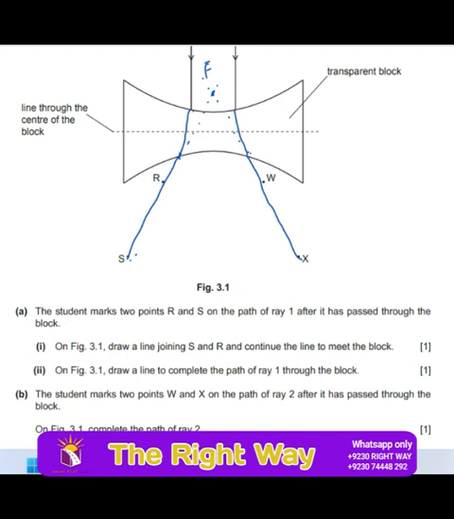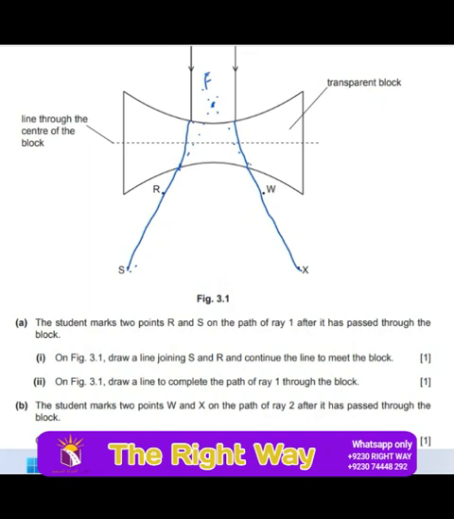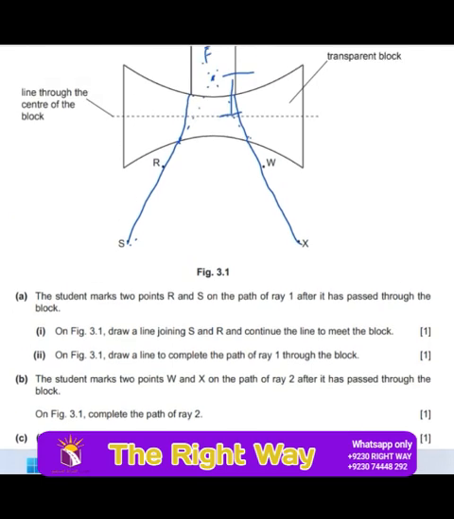Now measure the perpendicular distance from F to the center of the block. Now you have to measure the distance between this and the center line, and it will be approximately equal to 2 centimeter or 2.1 or 2.2 centimeter. It will be equal to 2.1 to 2.2 centimeter.